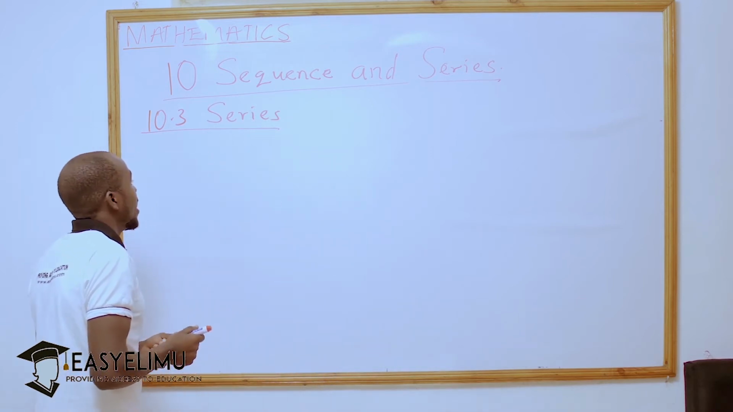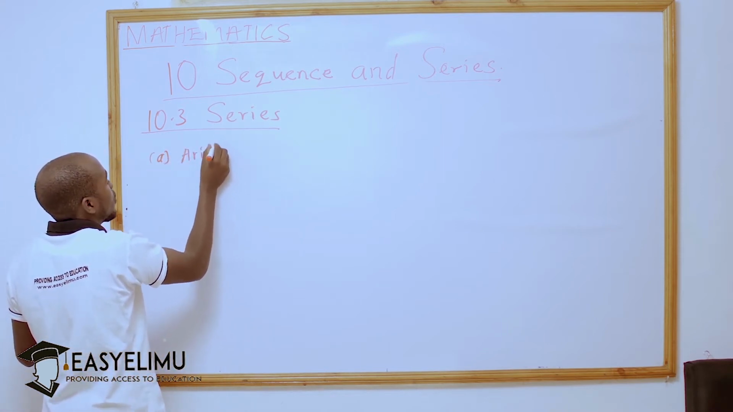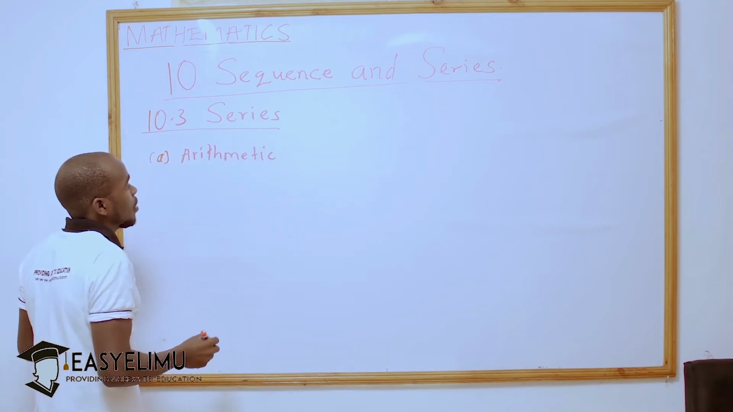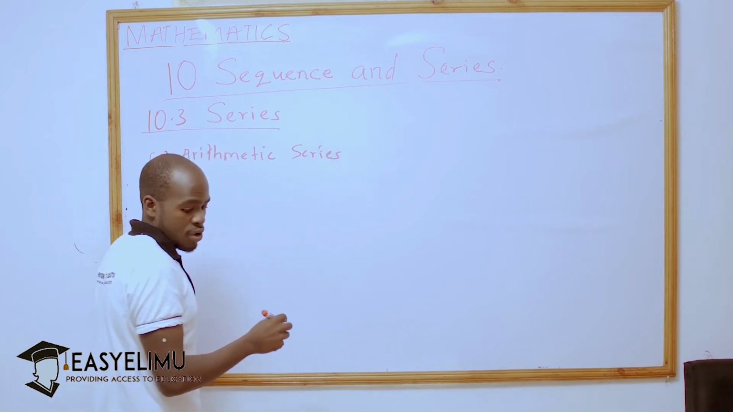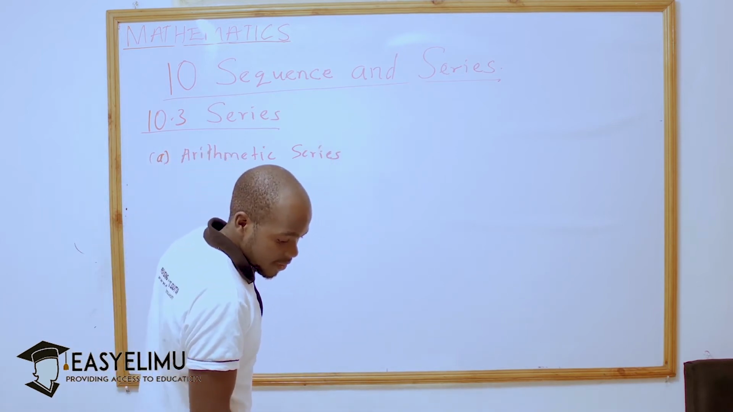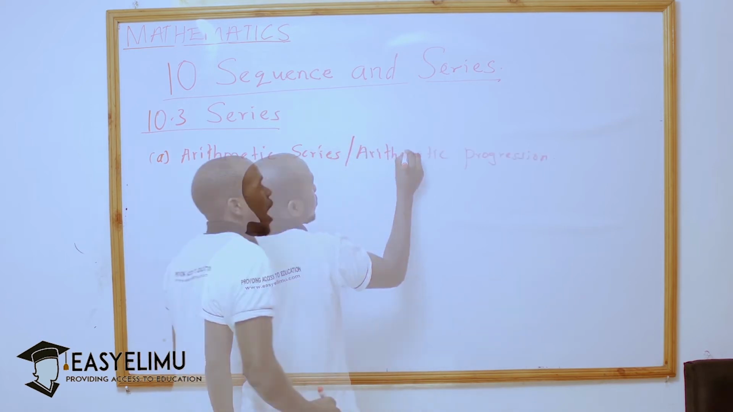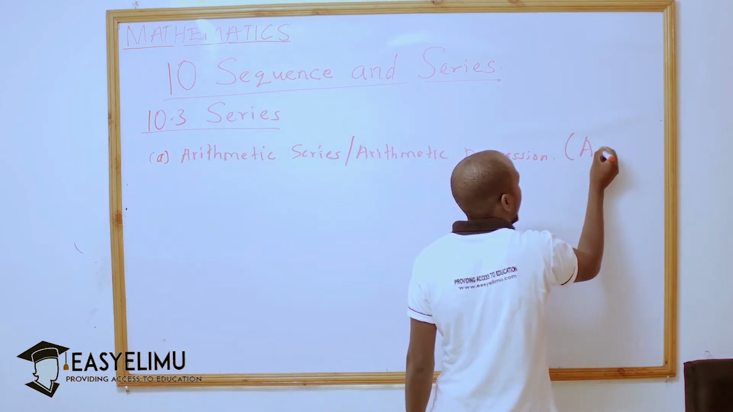So we shall start with that, and we are going to start with arithmetic series, or sometimes it is called arithmetic progression. It is arithmetic series or arithmetic progression. And this one, sometimes you may find it is abbreviated as AP.